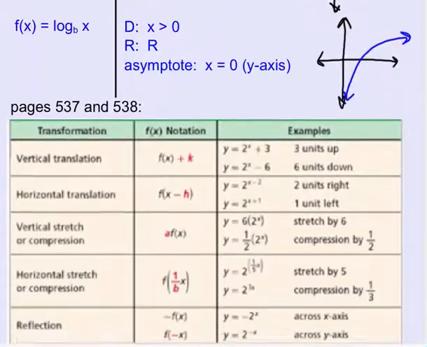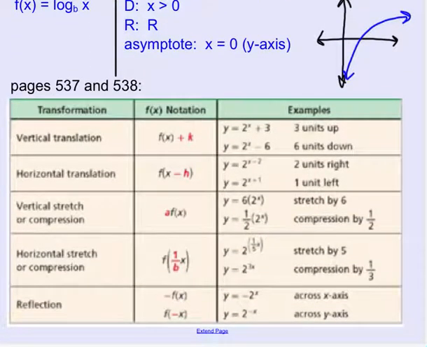At the bottom here is the summary of transformations for exponentials. They've got a summary on page 538 of the transformations for logs, but they're all the same. And again, all of this you already know. If you are adding something to a function, that's a vertical shift. If you are adding or subtracting something grouped with the x, that's a horizontal shift. If you multiply the function, that's a vertical stretch or compression. If you're multiplying the x, that's a horizontal stretch or compression. If you multiply the function by a negative, that's a vertical reflection. If you multiply the x by a negative, that's a horizontal reflection. All of this you should be going, yeah, we know this, move on.